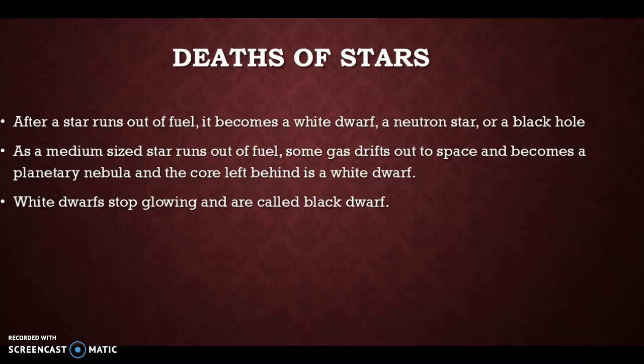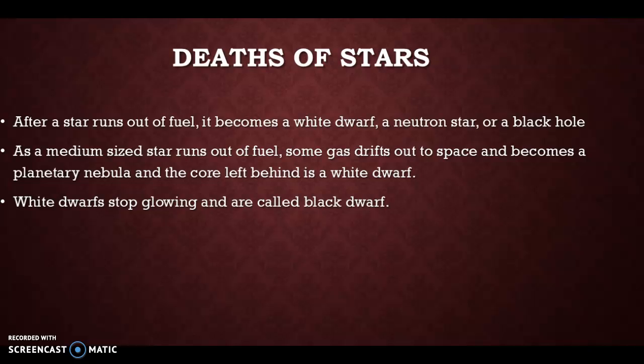Once the star starts to run out of that fuel, the stuff that's happening on the inside, causing it to come together, push together with nuclear fusion, it becomes a white dwarf, a neutron star, or a black hole. So those are the three different things that can happen as a star dies. So three different ways: a white dwarf, a neutron star, a black hole.